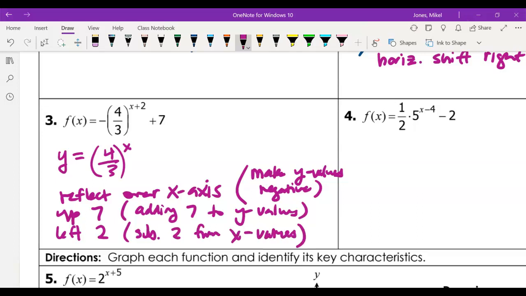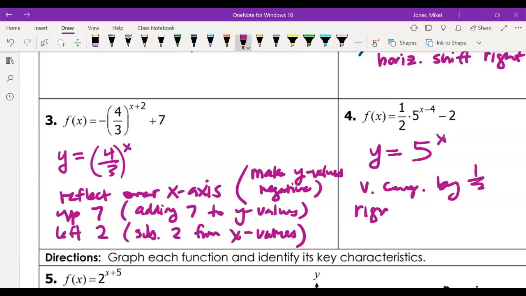Okay. All right, and number 4, what's the parent? 5 to the x, good. And so we had a vertical compression here by 1/2. You'd be going to the right 4 units, and then you'd be going down 2. Okay. All right, so hopefully these transformations are coming back to you and you're starting to remember these different things.